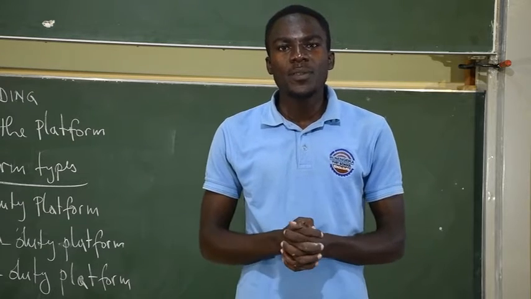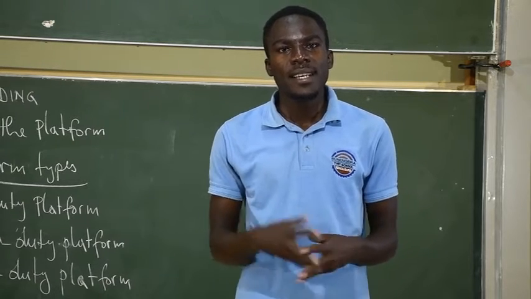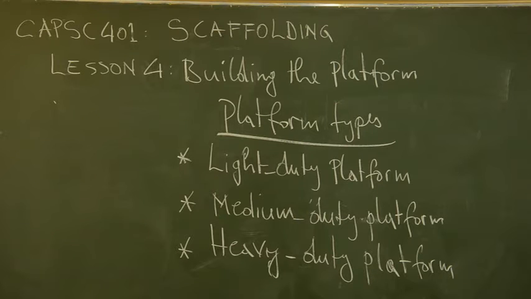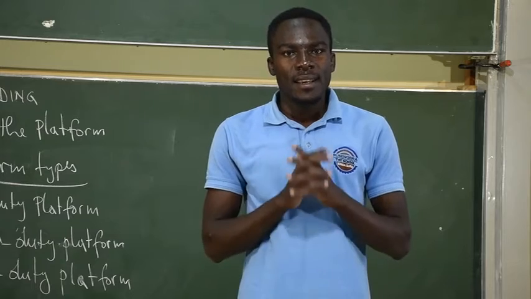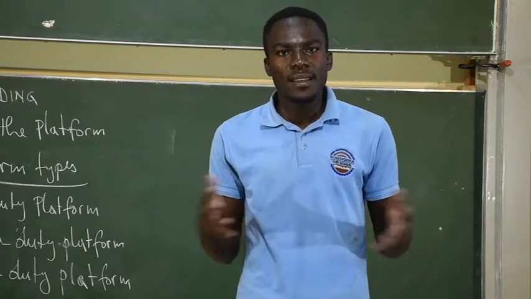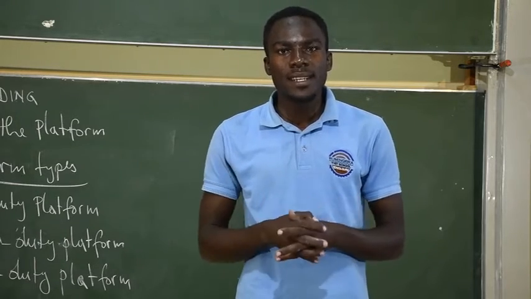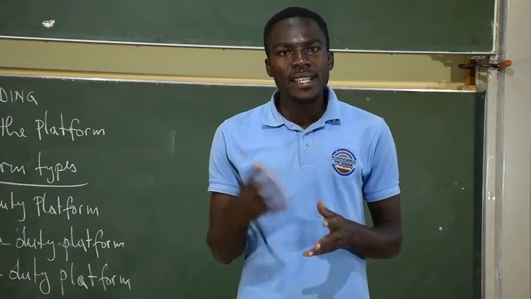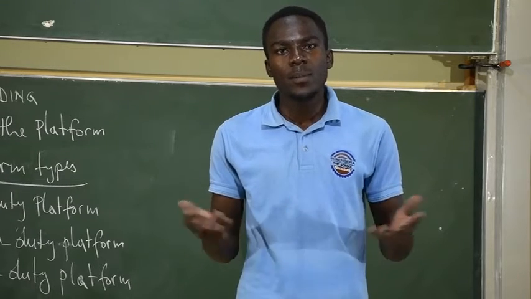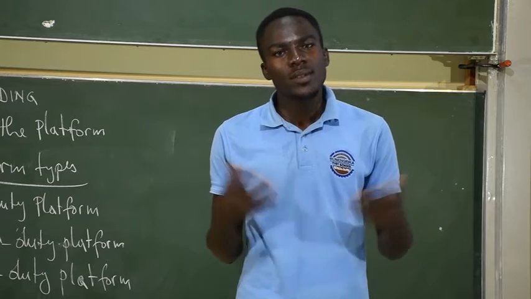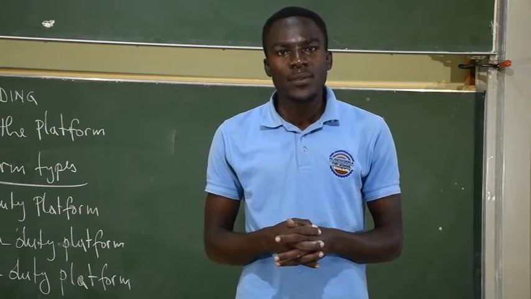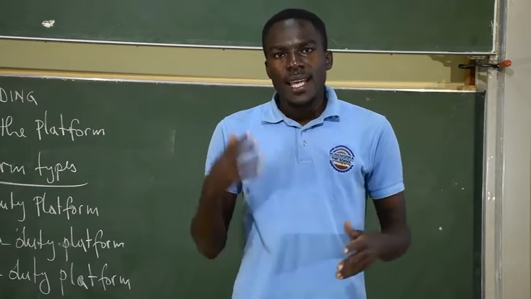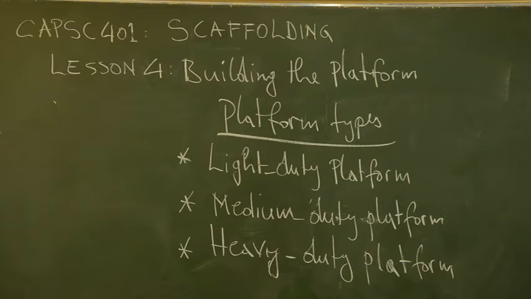The second type of platform that we have is the medium-duty platform. This platform normally exceeds 2 meters in longitudinal spacing between the standards. But the self-weight of this platform is normally 4.4 kilonewtons or 6.6 kilonewtons. The last is the heavy-duty platform.